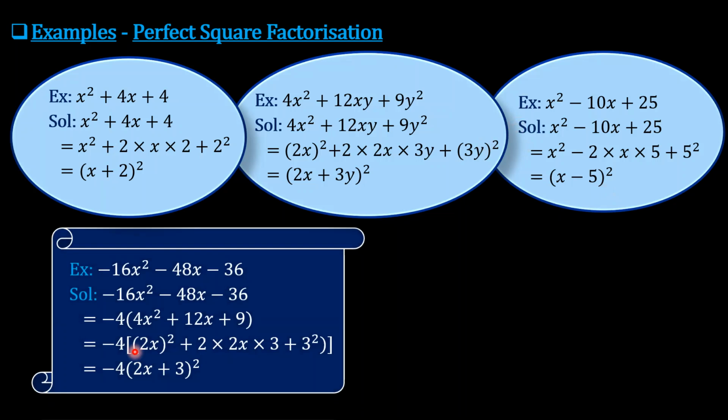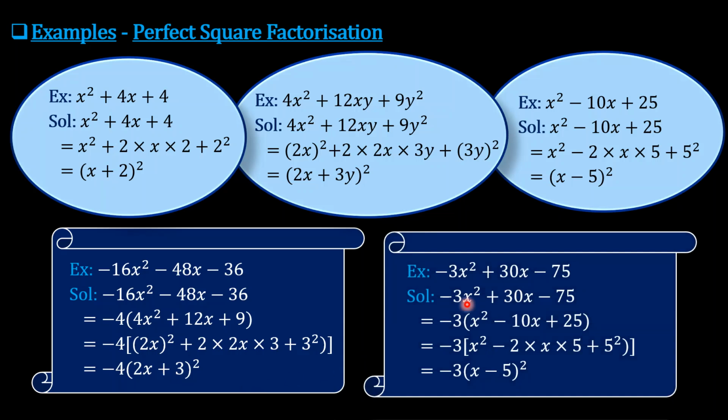Minus 16x square minus 48x minus 36, we take minus 4 as a common factor out, then we have remaining 4x square plus 12x plus 9. Then, just by rearranging it, we can write down this perfect square form. So this is 2x whole square plus 2 times 2x times 3 plus 3 square, which is 2x plus 3 whole square.